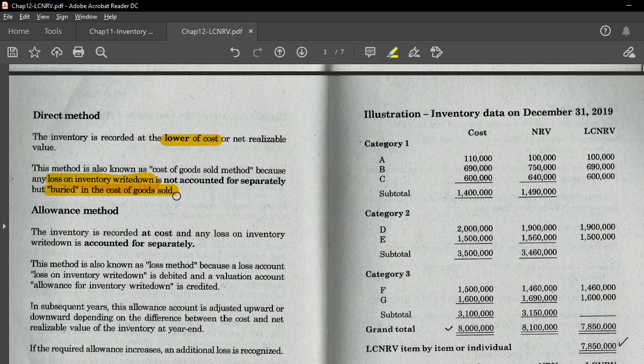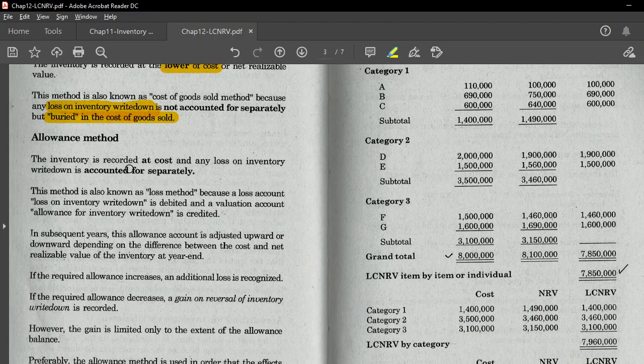That's your total cost of goods sold. Allowance, on the other hand, sabi niya, any loss on inventory is accounted for separately. Meron siyang specific account title. And this is what we call the allowance for inventory write-down.